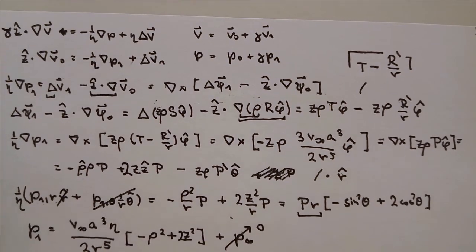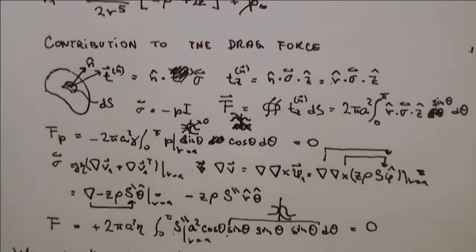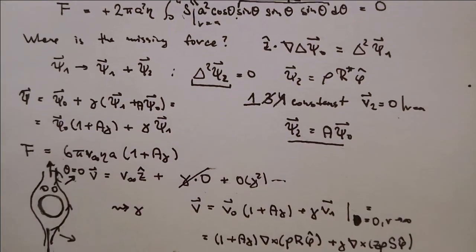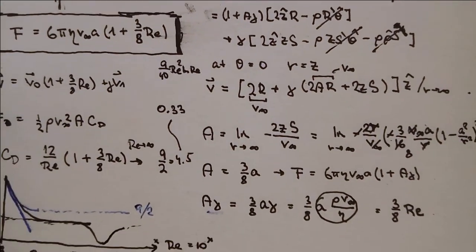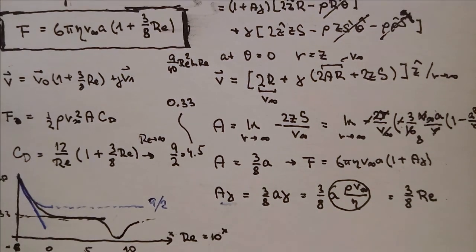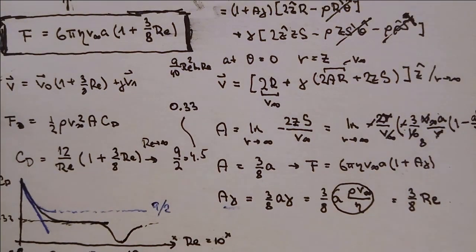The next paper is this, and finally we have arrived at this particular equation, 6 pi eta v infinity times a.